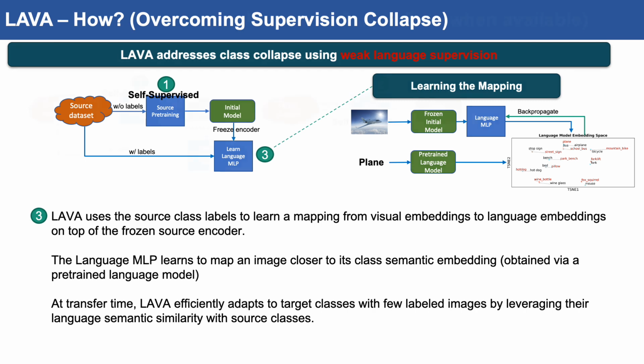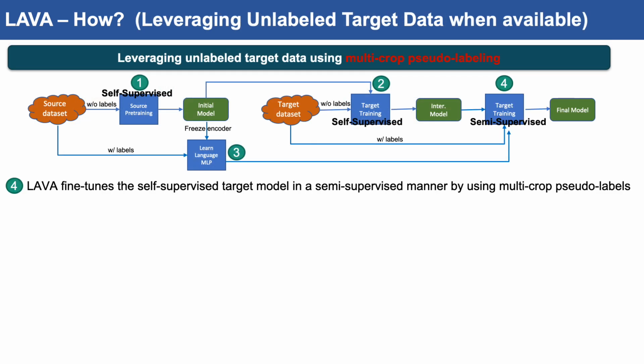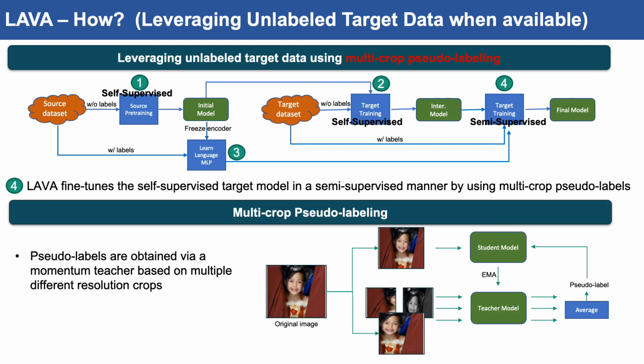Finally, LAVA leverages unlabeled target data by employing a novel pseudo-labeling strategy based on multi-crop augmentations. For a given unlabeled image, LAVA obtains pseudo-labels by averaging teacher model predictions over multiple resolution crops of the image. Using multi-crops improves the pseudo-label quality as it accounts for image local and global features.